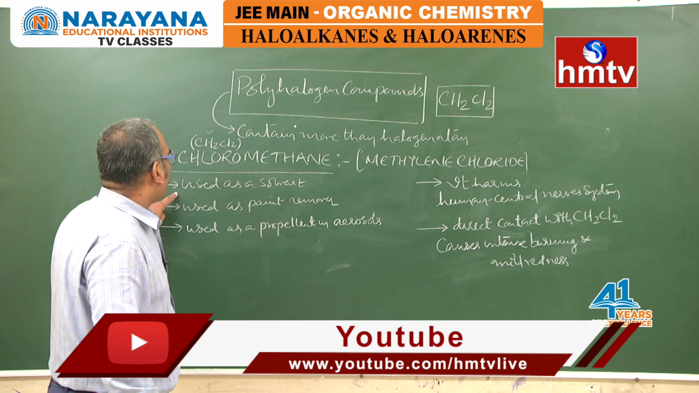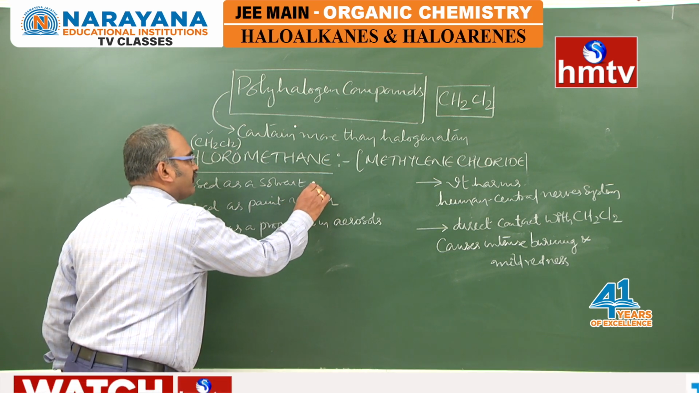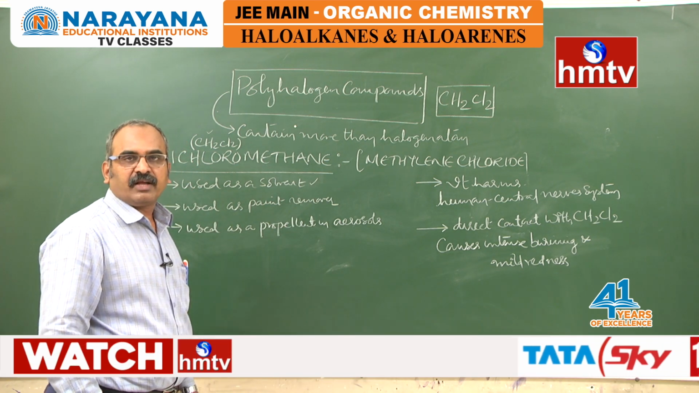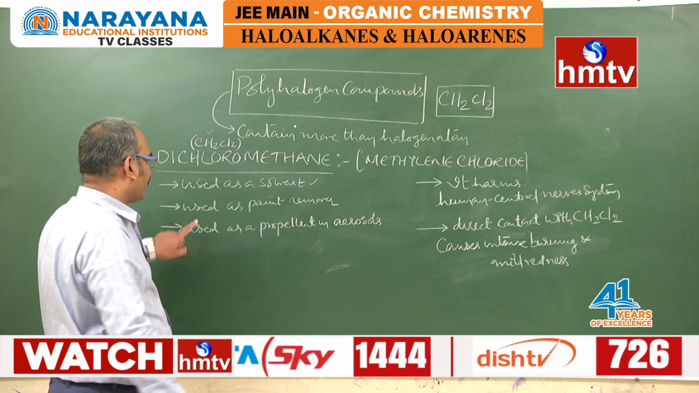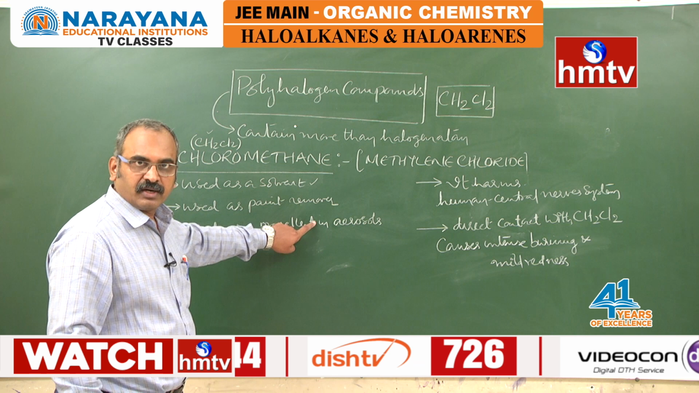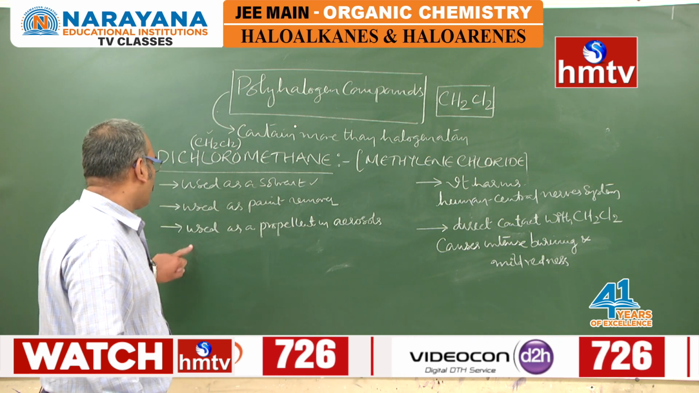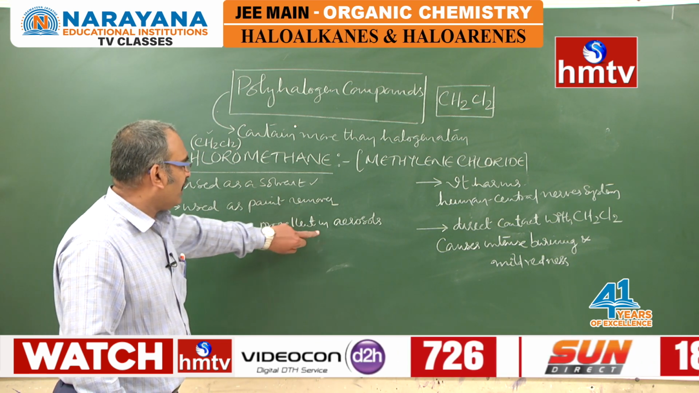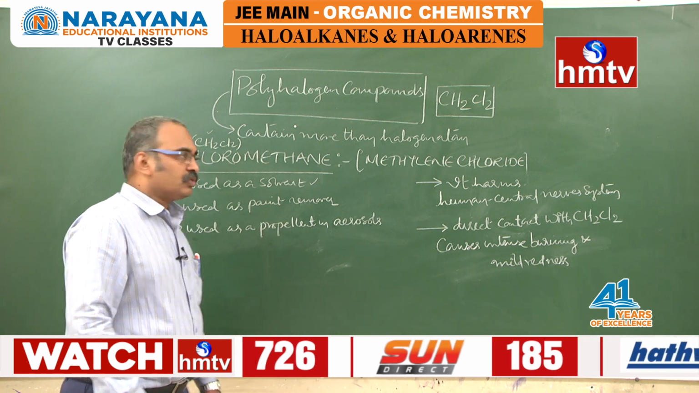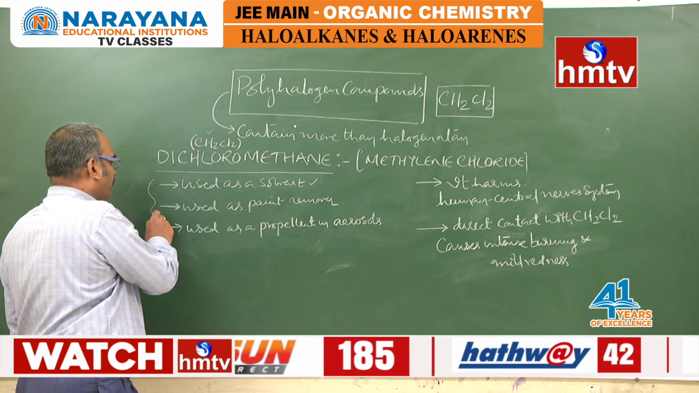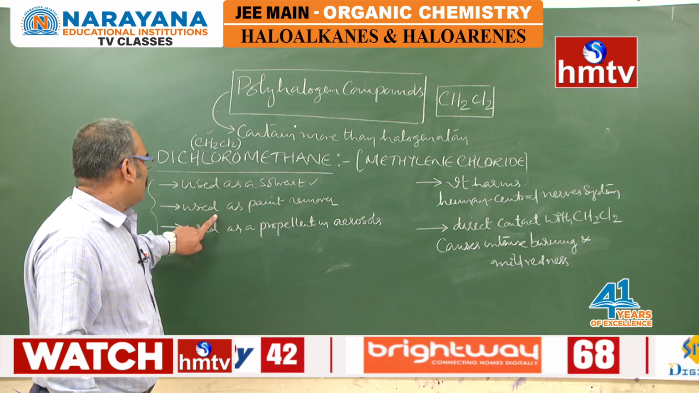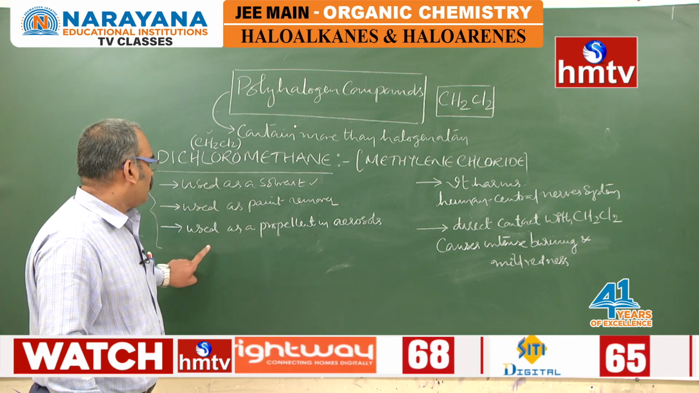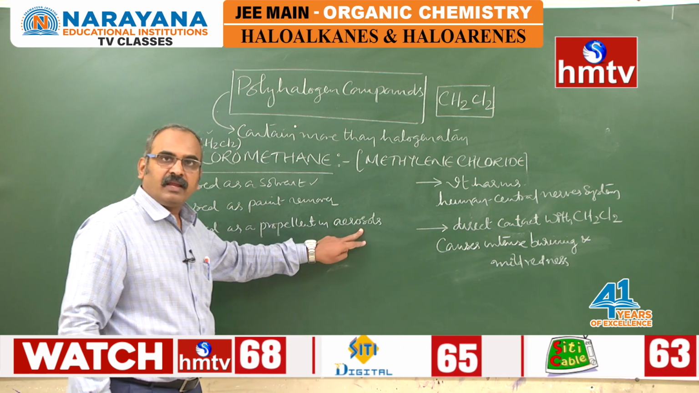What is the industrial importance? It is used as a solvent. In most of the chemical reactions and in industries, it is used as a solvent. It is a paint remover. It is used as a propellant in aerosols. So these are the 3 important uses. I repeat, used as a solvent in many chemical reactions, used as a paint remover, used as a propellant in aerosols.